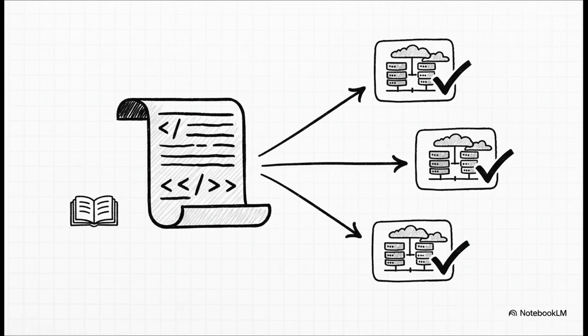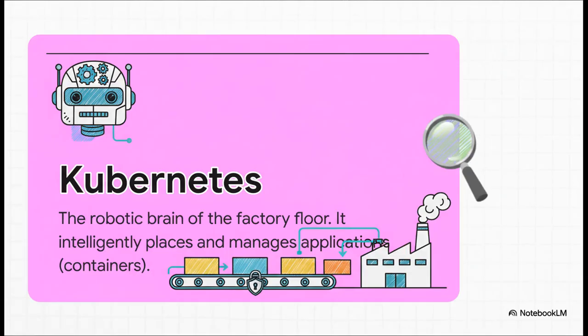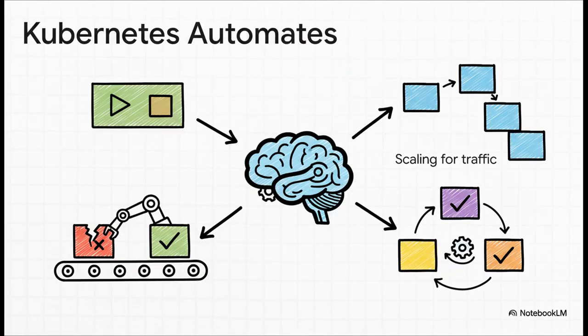No more guessing games. Okay, now for the factory floor. This is where the real magic happens, and it's run by Kubernetes. Think of it as the robotic brain of the whole operation. It takes our finished applications, which we've packaged up into these neat little things called containers, and it intelligently manages them for us. So what does manages actually mean?